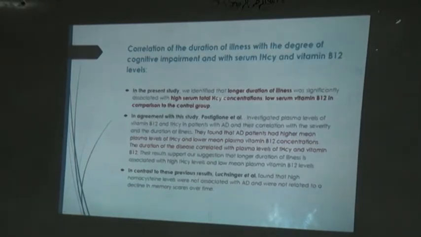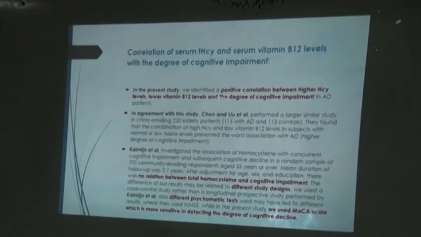The other correlation between the duration of illness with serum vitamin B12 level and homocysteine. The longer the duration of illness, the higher the serum homocysteine level, lower vitamin B12 level, and the higher the degree of cognitive impairment. Finally, cognitive impairment was positively correlated with higher homocysteine level.